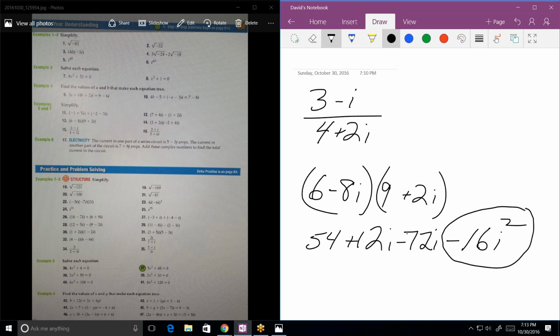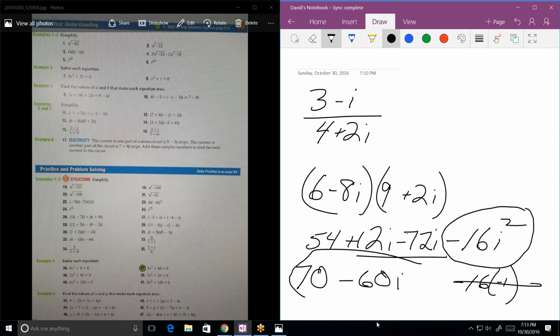Sorry, I'm a little lost. Okay. i squared, remember what we did on the previous page? What was i equal to? Negative 1. Okay, so this is minus 16 times a negative 1. So it'd be positive 16. Correct. Now I got 16 plus 54. There's the real part of the answer. Then I got to combine my i's. Well, 12i minus 72i is minus 60i. So that's the answer.